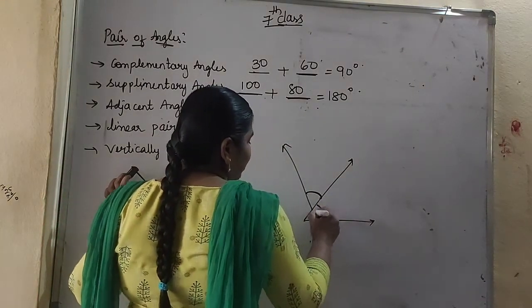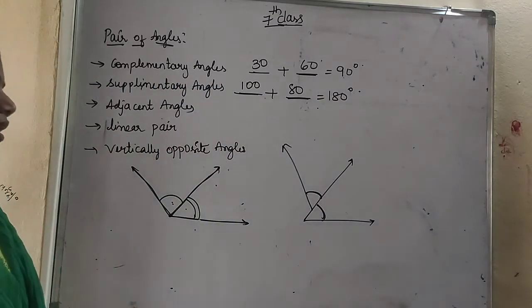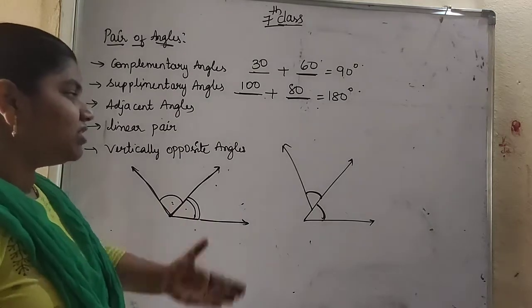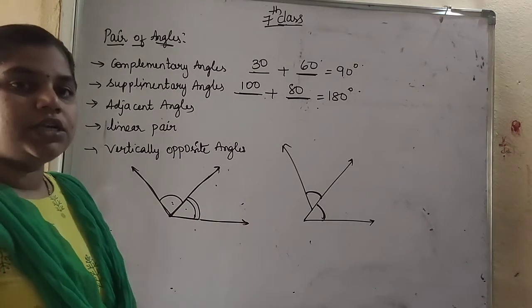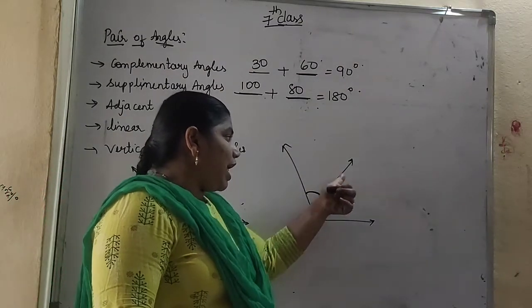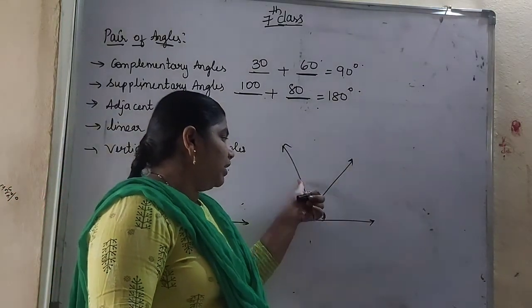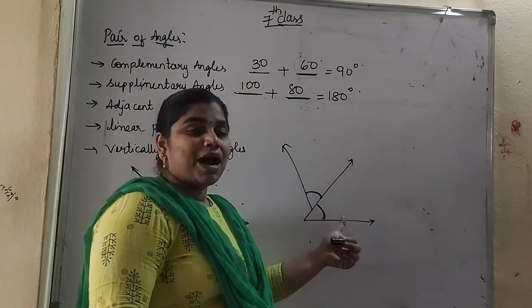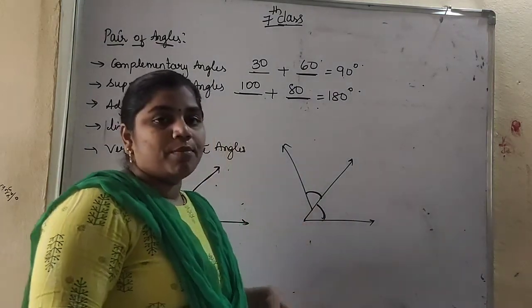Here also one angle has been formed. So you will tell that they are adjacent to each other. Why are you telling that they are adjacent to each other? They are not adjacent to each other. What is the condition? The condition is it should have a common arm for both the rays. So yes, it is a common arm for both the rays, but it is not having a common vertex.